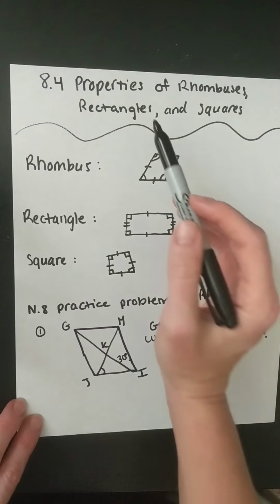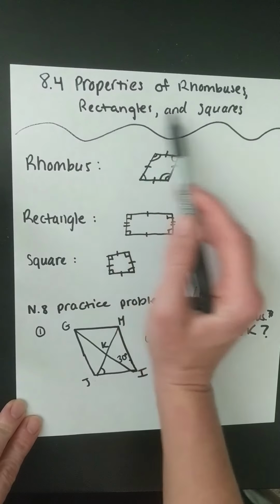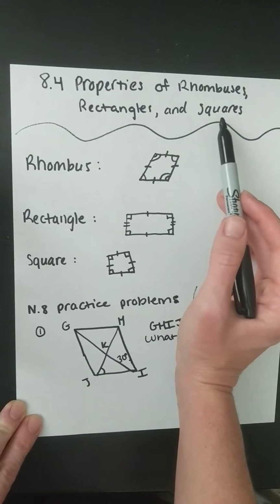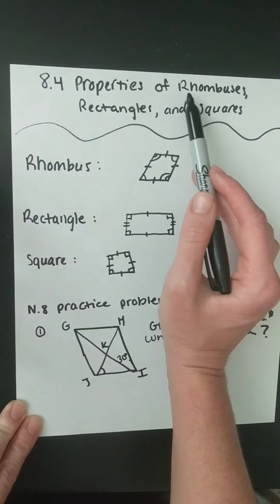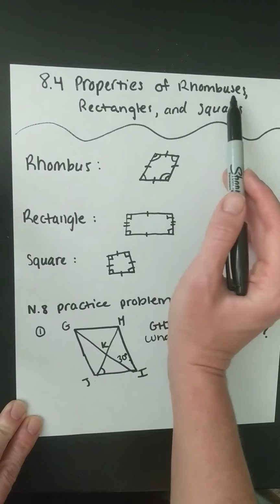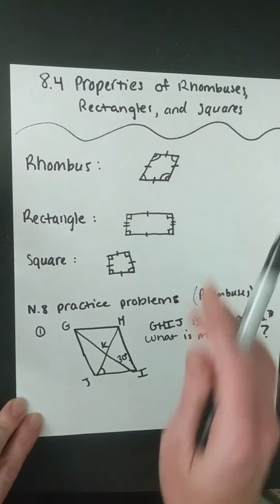Hey guys, we're going to go over 8.4 properties of rhombuses, rectangles, and squares. And then we're going to focus solely on rhombuses in terms of the practice problems.